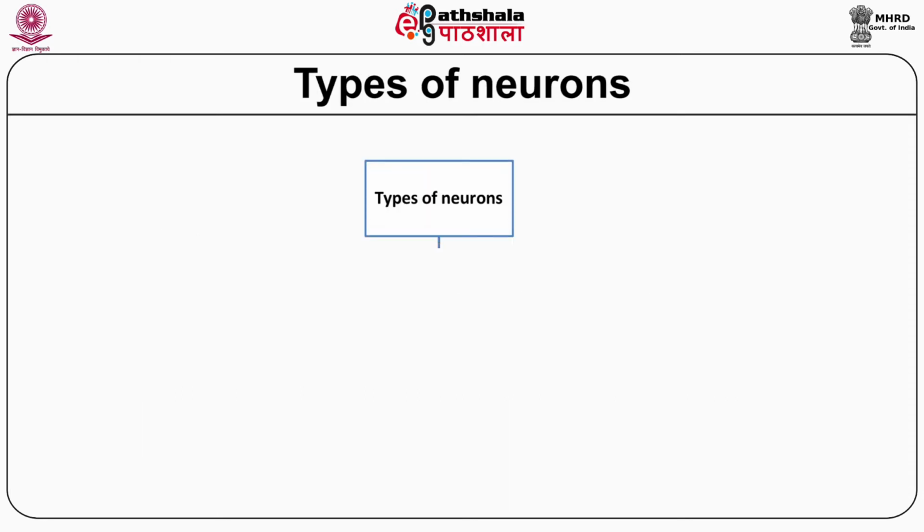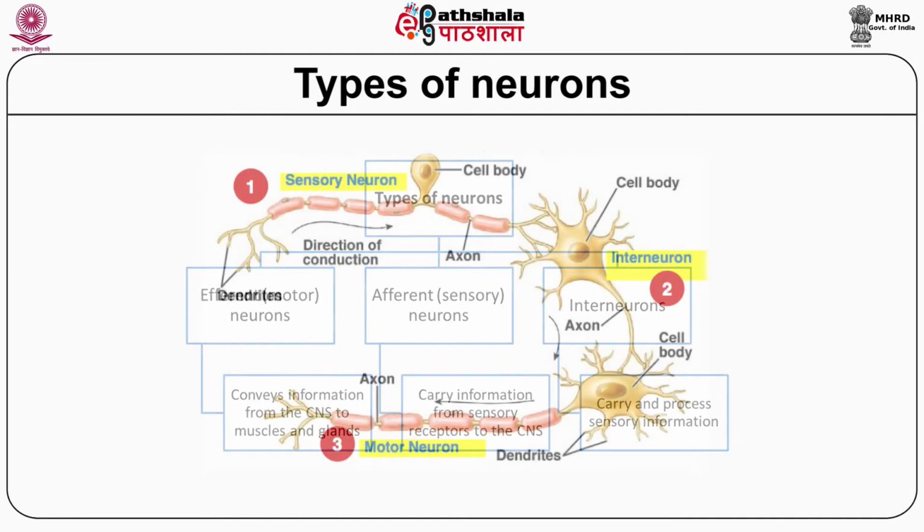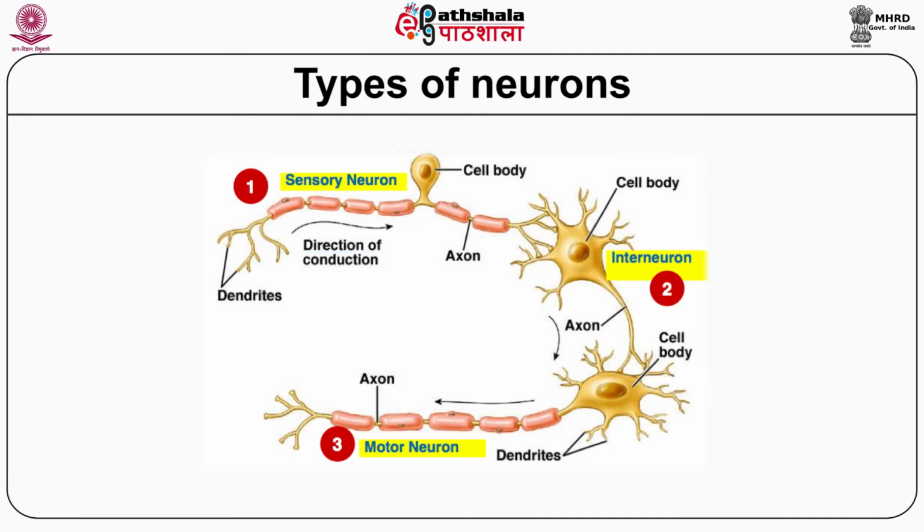We have three types of neurons, which are efferent neurons, which are called the motor neurons, afferent neurons, which are called sensory neurons, and the third one is the interneurons. Efferent neurons convey information from the central nervous system to the muscles and glands. Afferent neurons carry information from sensory receptors to the central nervous system, while interneurons carry and process the sensory information.